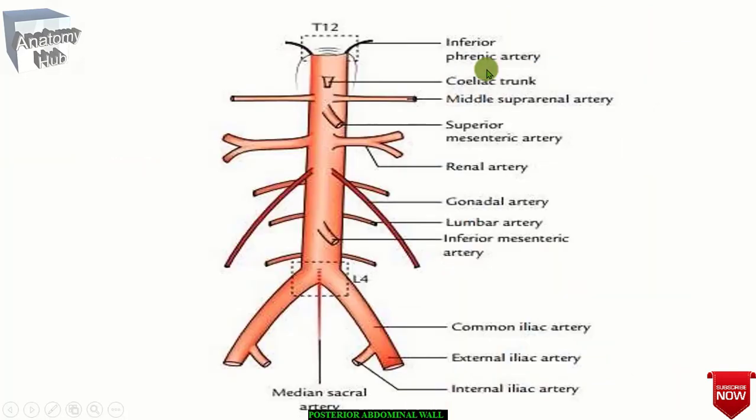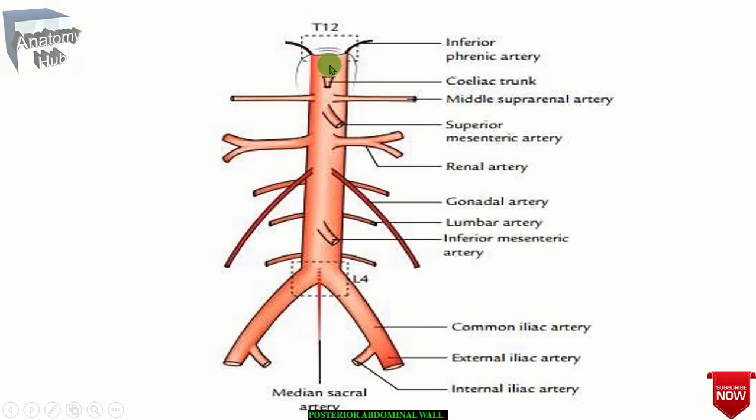So here you will find some great vessels of the abdomen, mainly the abdominal aorta and the inferior vena cava. First we will study the abdominal aorta, that you can observe over here. It is actually the continuation of the descending thoracic aorta at the aortic orifice of the diaphragm, opposite to the lower border of the T12 vertebra, or the intervertebral disc between the vertebrae T12 and L1.